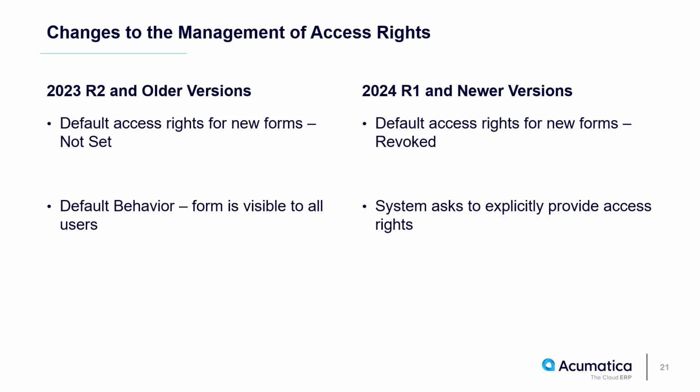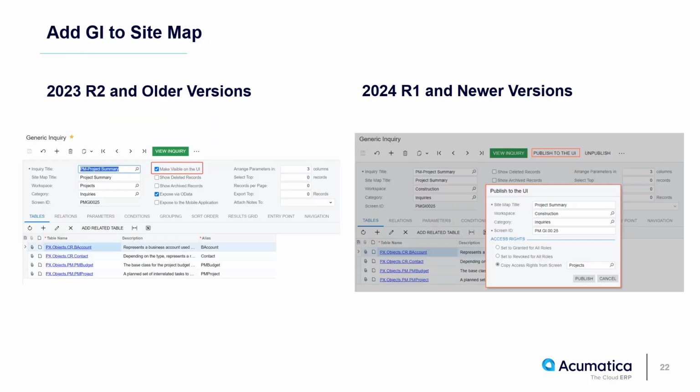Let's take a closer look at the generic inquiries, for example. So here on the left in 2023 R2, you can see that on the generic inquiries form, we previously had a checkbox Expose to UI. And whenever you click that checkbox, the form is exposed to UI. In 24 R1, it has been reworked, and now there is no checkbox anymore. Instead, there is a button Publish to UI.